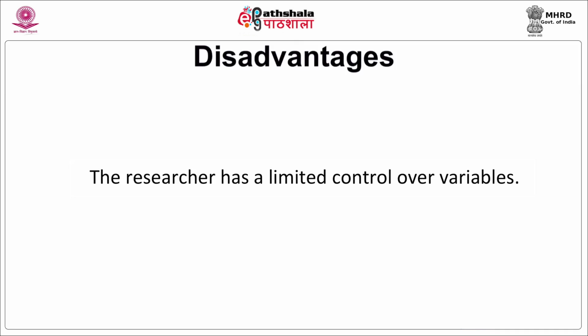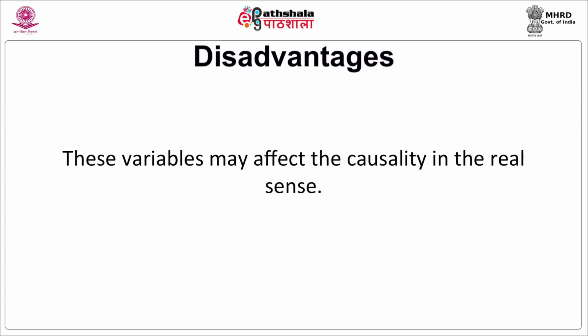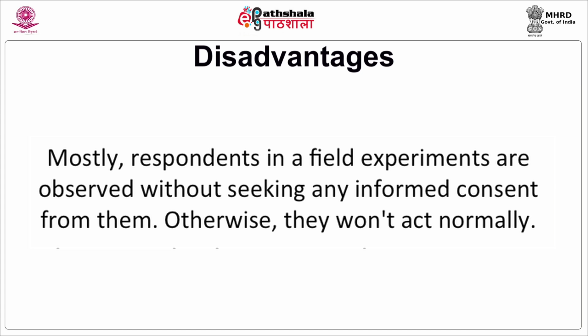In a field experiment, the researcher has limited control over variables. The researcher cannot control extraneous variables in such cases. These variables may affect the causality in the real sense. Mostly, respondents in field experiments are observed without seeking any informed consent from them. Otherwise, they won't act normally.